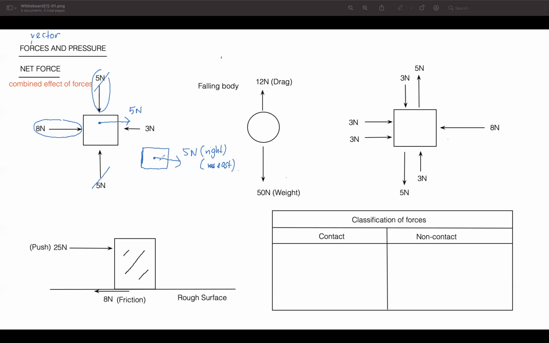Okay. Now, this diagram is the same as this diagram. It has the same effect. So I have to make sure that when I find the net force, it has the same combined effect.